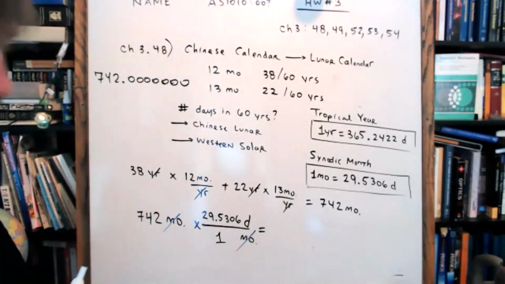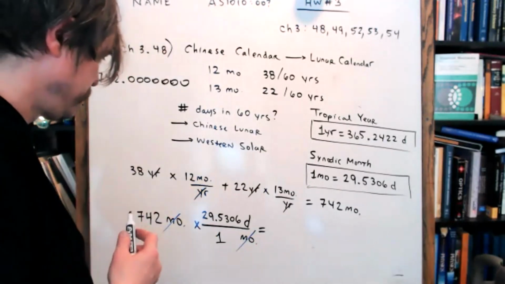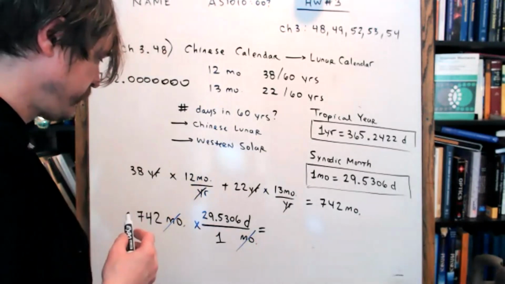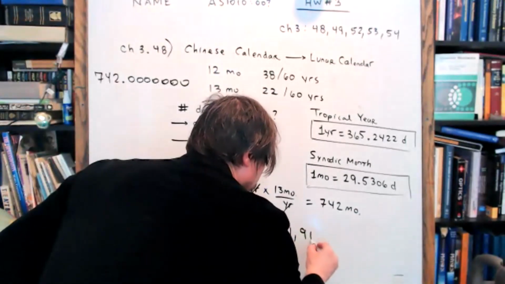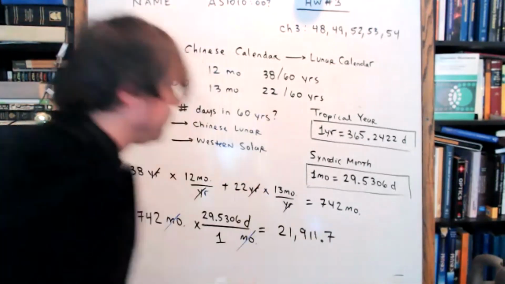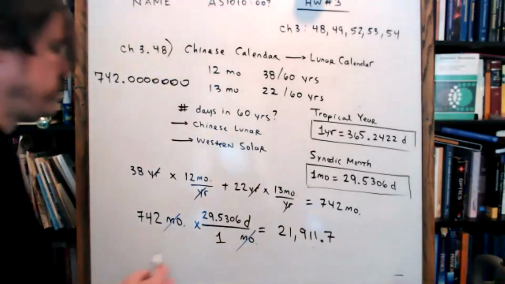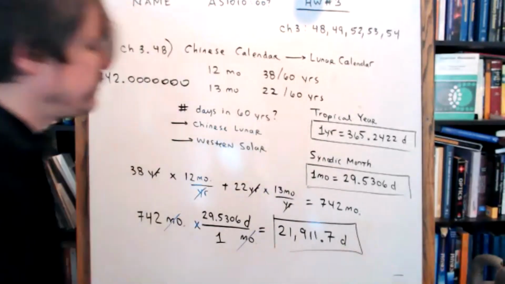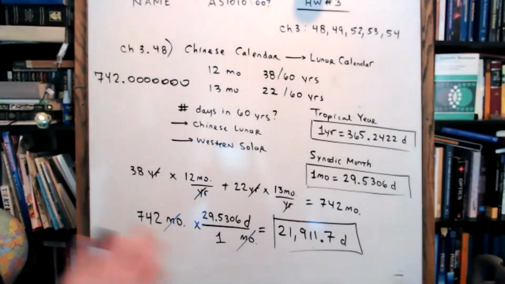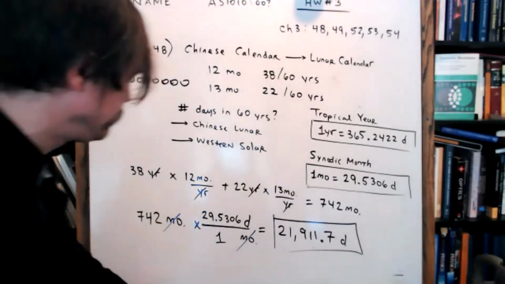Anyone? 21,911.7. And the units? Days. Okay, so box that. That's for the lunar calendar. Now let's see if we can do the solar calendar more quickly than that.